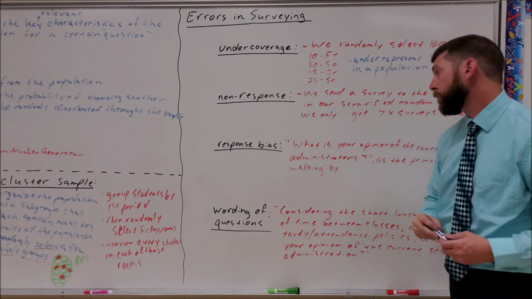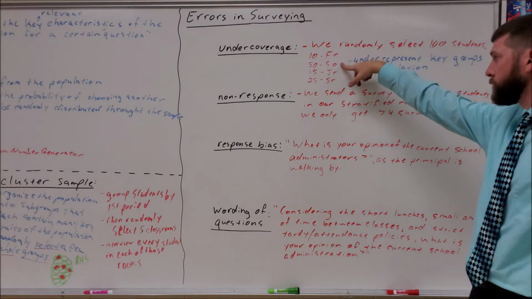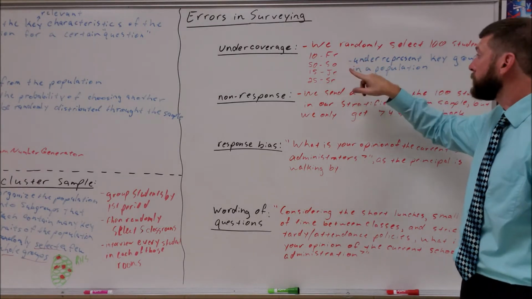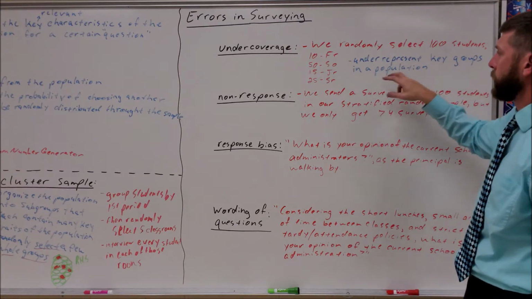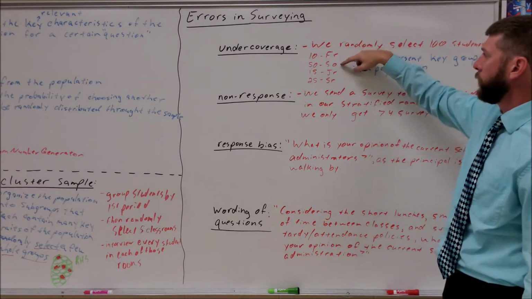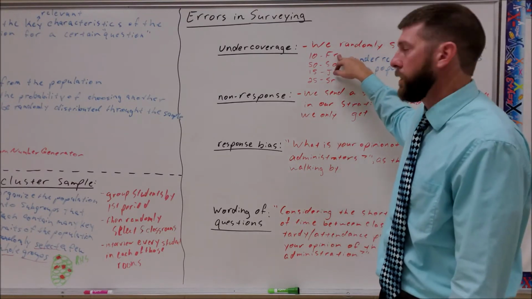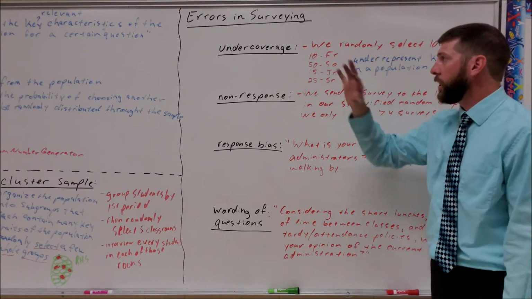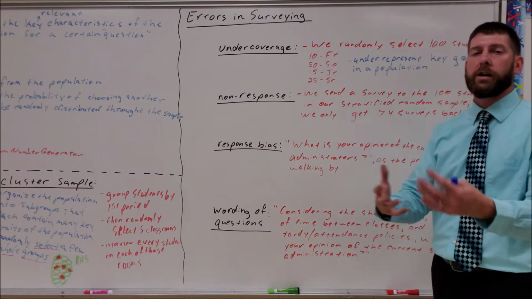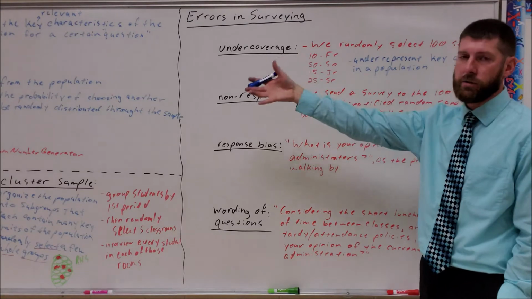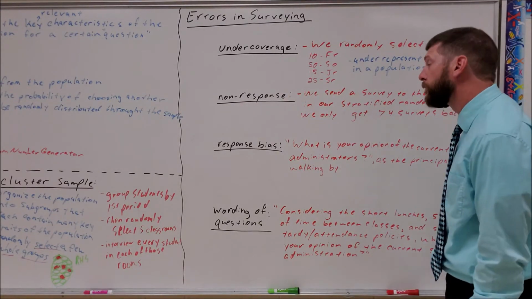So as we can see, we way oversampled the sophomores. There's no way sophomores are 50% of our school, okay? So underrepresented key subgroups in the population, well, we had way too many sophomores, and it looks like our freshmen and juniors were way underrepresented. So that's under coverage, not covering enough of each of those important subgroups, which is a way we can kind of help with that is doing a stratified sample or something like that.